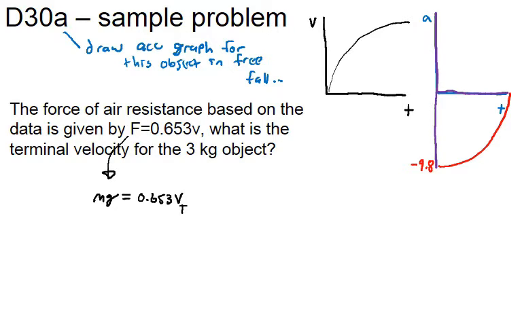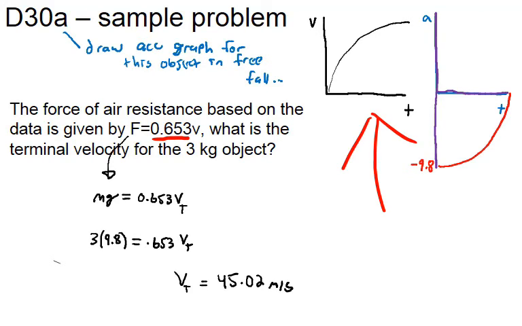Okay, so we can set up our equation. We can figure out the terminal velocity should be 45.02 meters per second for this object, based on this constant here, which we could get from our graphical data, which we can do in real life.